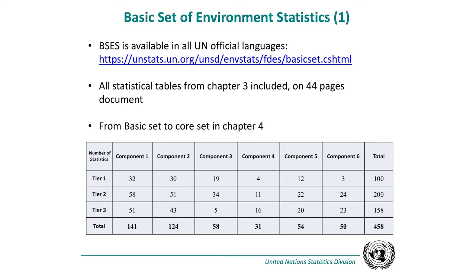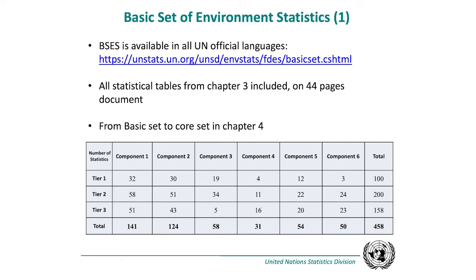The main ingredient of the FDES is its basic set of environment statistics. Basic set contains a selection of 458 statistics. They are all presented in Chapter 3 of the FDES and separately can be accessed in a Word file, which is translated into the 6 official UN languages. The basic set is structured in 3 tiers.